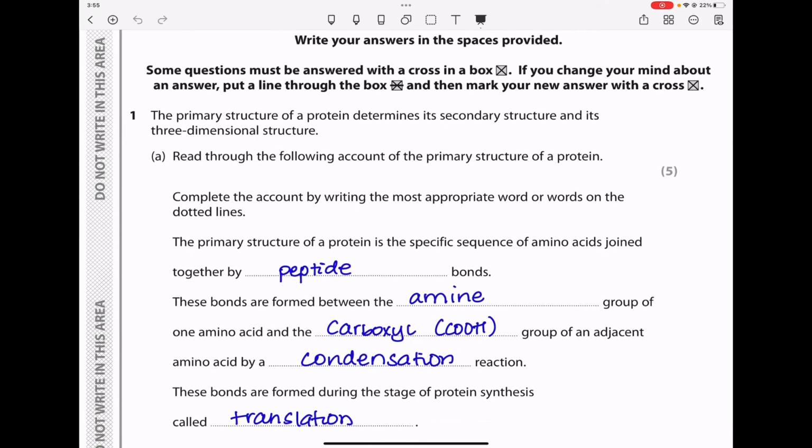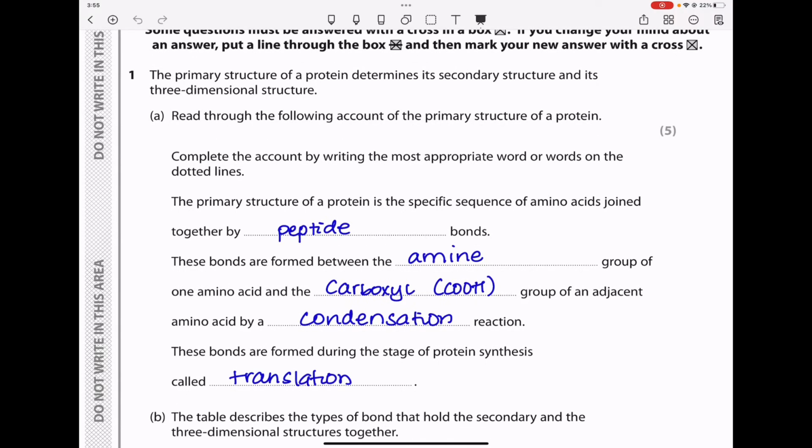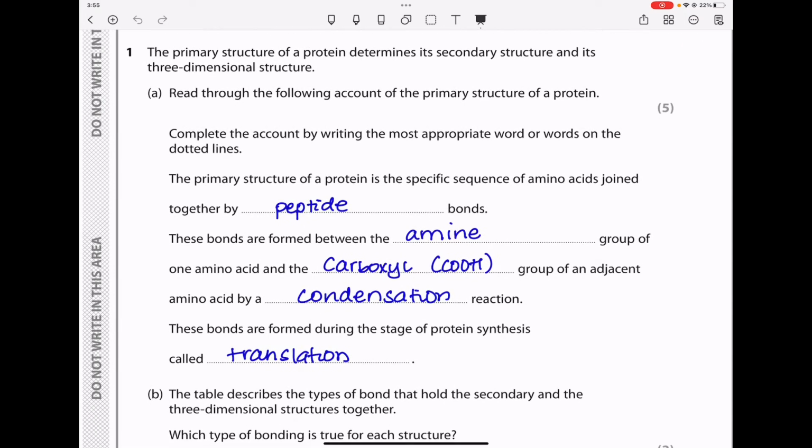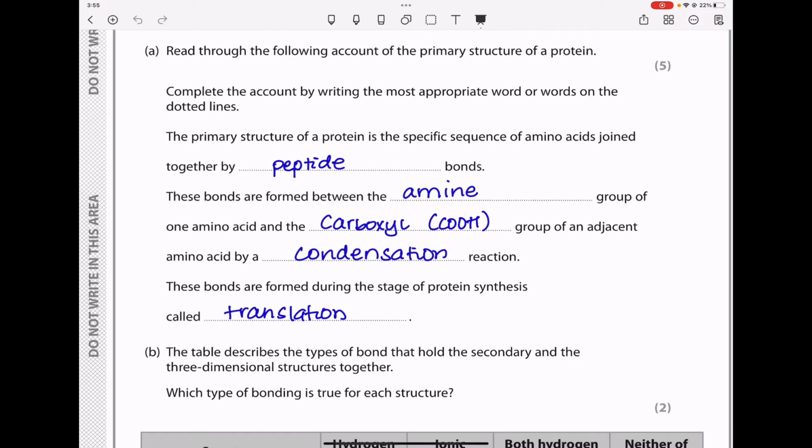Question 1 says, the primary structure of a protein determines its secondary structure and its three-dimensional structure. Read through the following account of the primary structure of a protein. They say complete the account by writing the most appropriate word or words on the dotted lines. The primary structure of a protein is the specific sequence of amino acids joined together by, of course, peptide bonds. These bonds are formed between the amine group of one amino acid and the carboxyl group of an adjacent amino acid by condensation reactions.